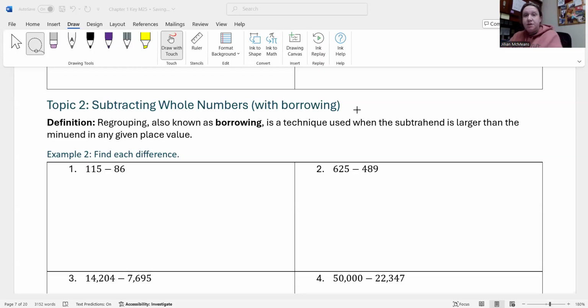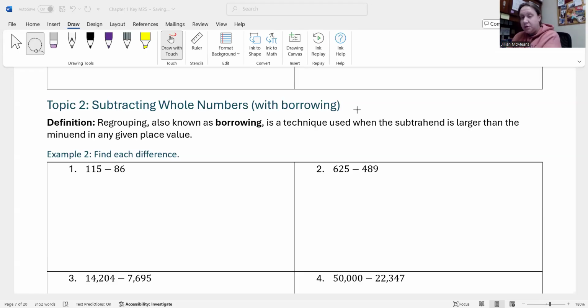Topic two, we're going to look at subtracting whole numbers, but this time we are going to borrow. So let's talk about what that means. For our definition, we have regrouping, also known as borrowing, is a technique used when the subtrahend is larger than the minuend in any given place value.